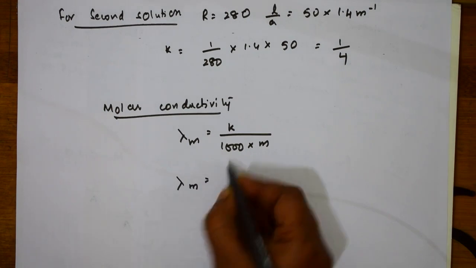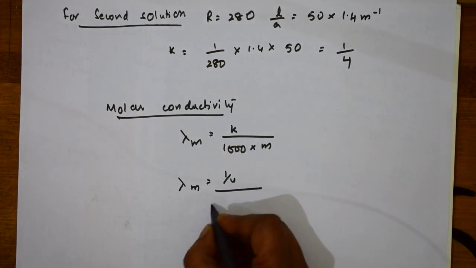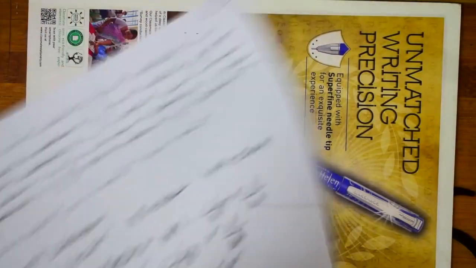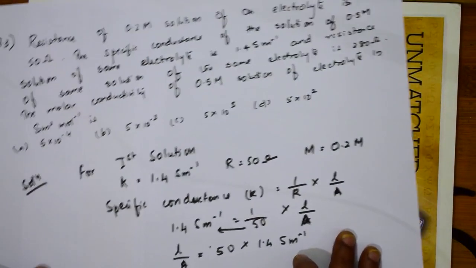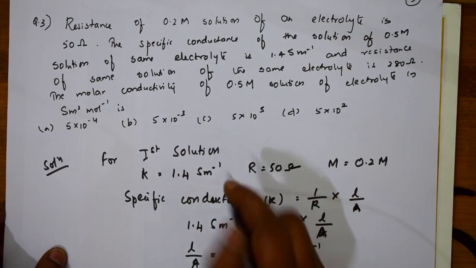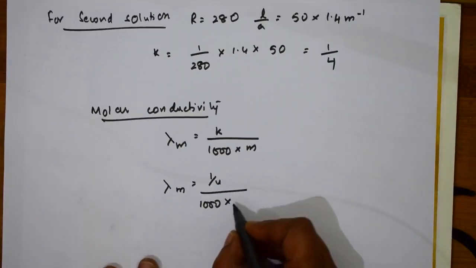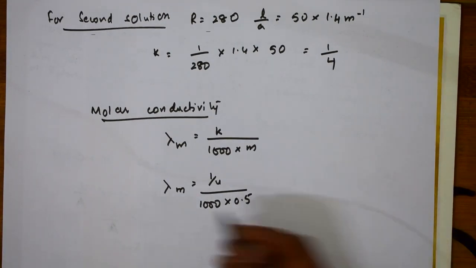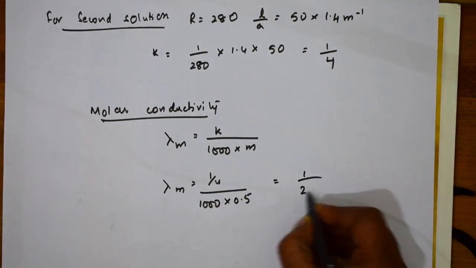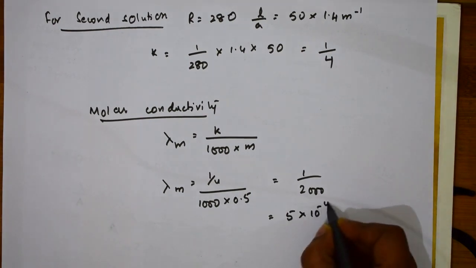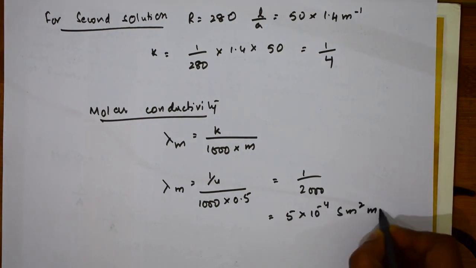Molar conductivity is equal to kappa. How much did I get? 1 by 4 divided by 1000 into, what is the concentration they've given here? They said I need to find the molar conductivity of the 0.5 molar solution. So I'll substitute 0.5. How much do I get? I get 1 by 2000, which is equal to 5 into 10 raised to the minus 4 Siemens.